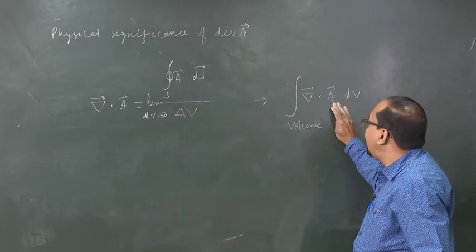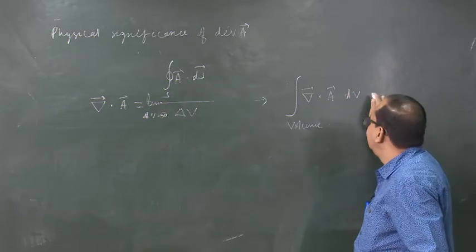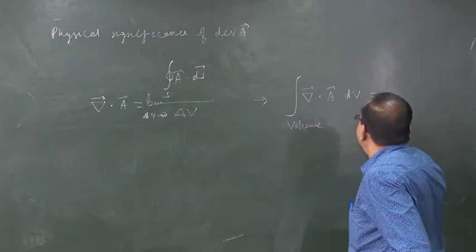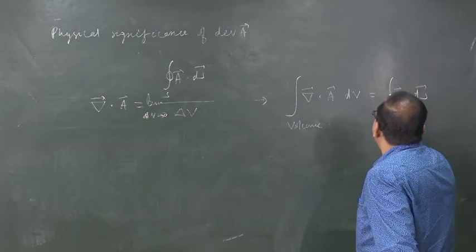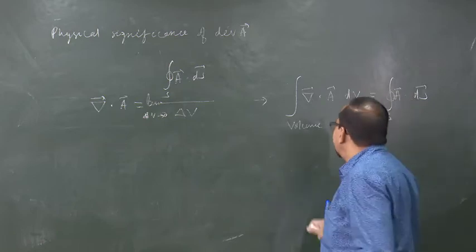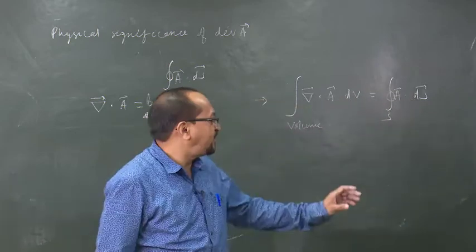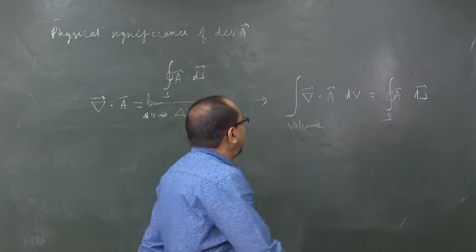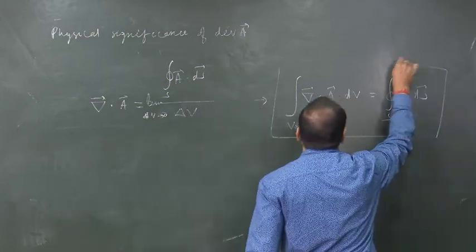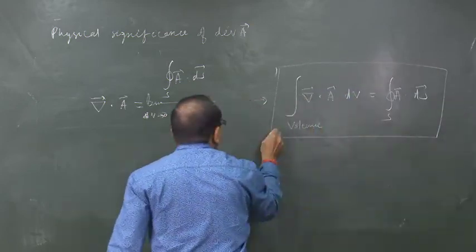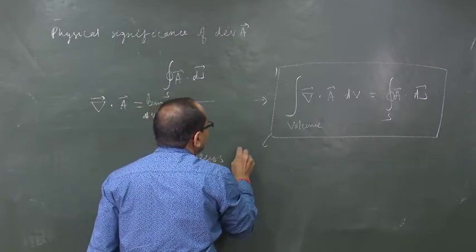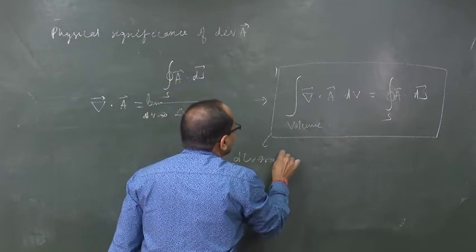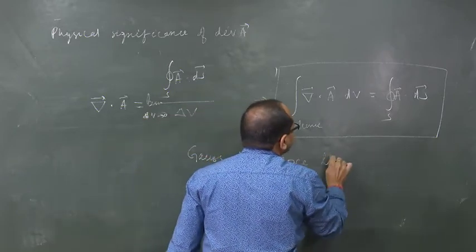So, the volume integration of divergence of the vector becomes what? On the right hand side we have the surface integral of the vector over the closed surface. This is the volume enclosed by this closed surface S. And in fact, this is a very important theorem called Gauss divergence theorem.